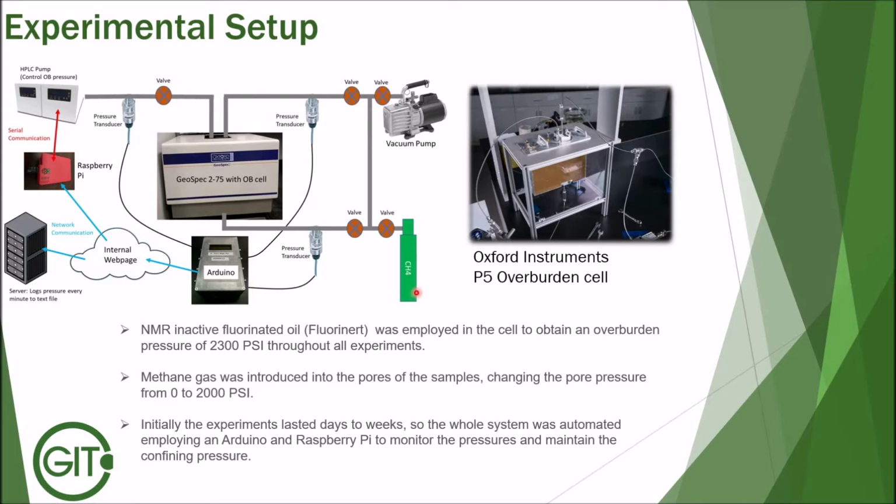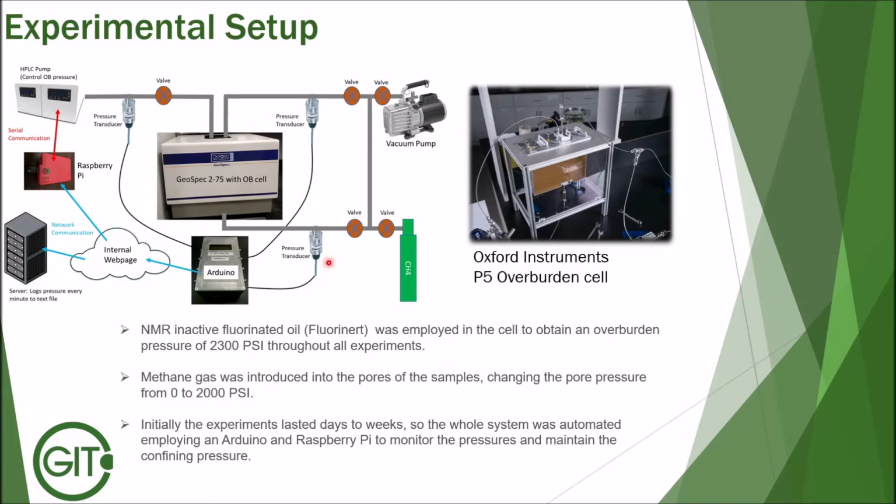The experiment then begins by evacuating all the air from the rock using this vacuum pump here. The air is then replaced with methane at several different pressures. Once the methane has reached the given pressure, we begin to record T2 distributions at each of these different pressures, in this case at pressures ranging from 0 to 2000 psi.